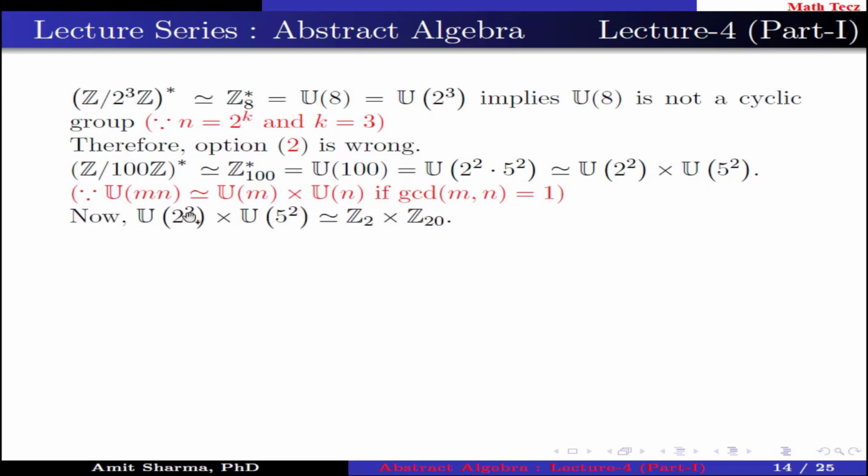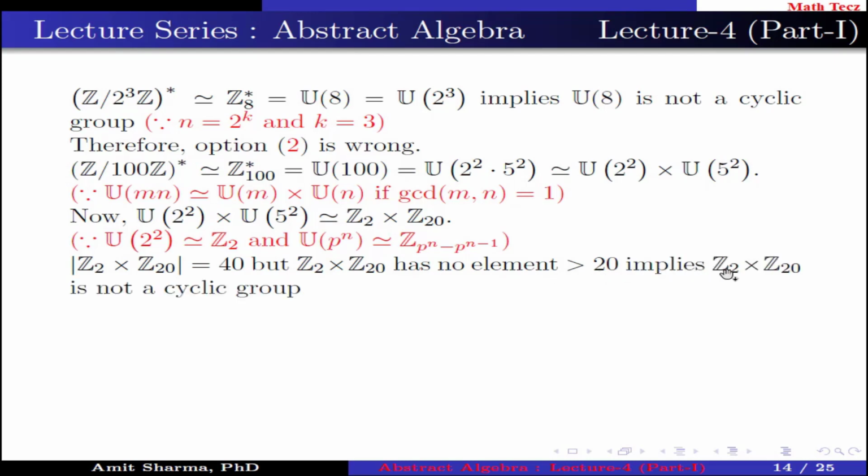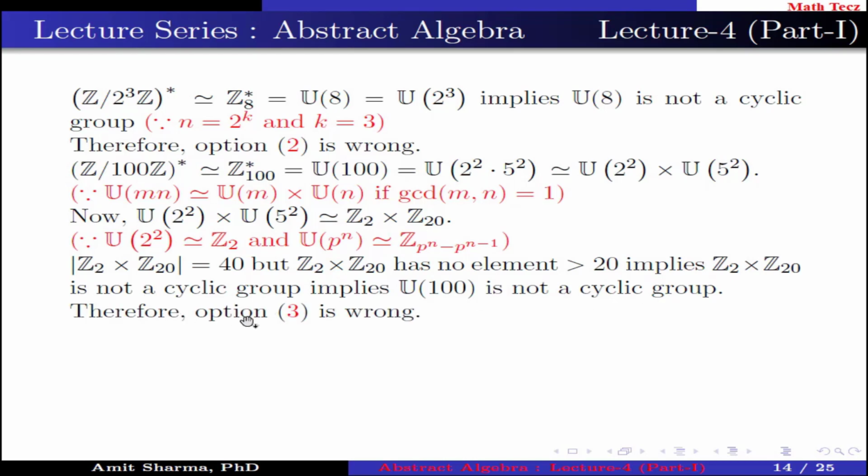Now U of 2 square cross U of 5 square is isomorphic to Z2 cross Z20, because U of 2 square is isomorphic to Z2 and U of p to the power n is isomorphic to Z of p to the power n minus p to the power n minus 1. Now order of Z2 cross Z20 is 40, but Z2 cross Z20 has no element of order greater than 20, implies Z2 cross Z20 is not a cyclic group, implies U100 is not a cyclic group. Therefore, option 3 is wrong.